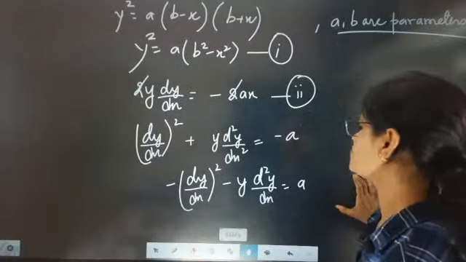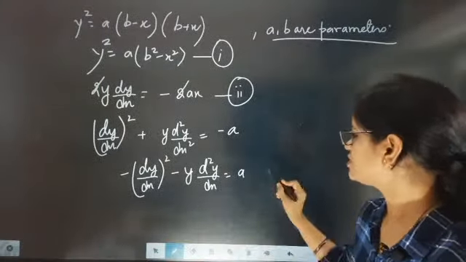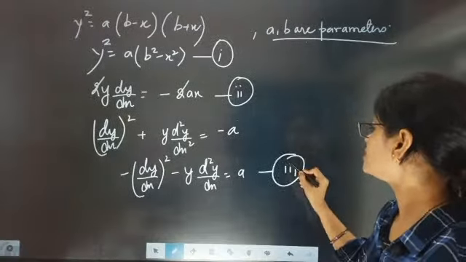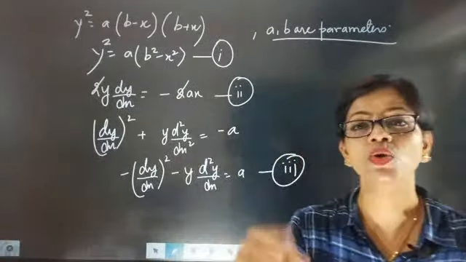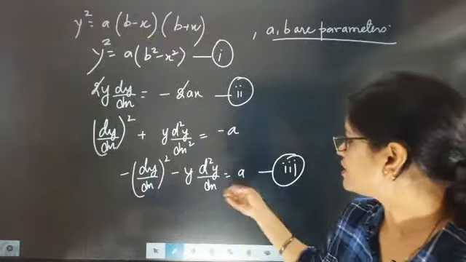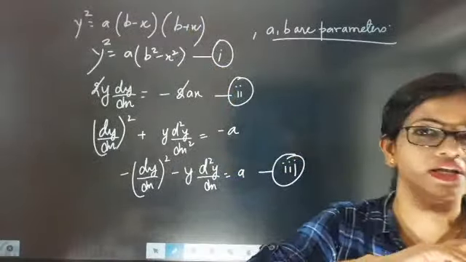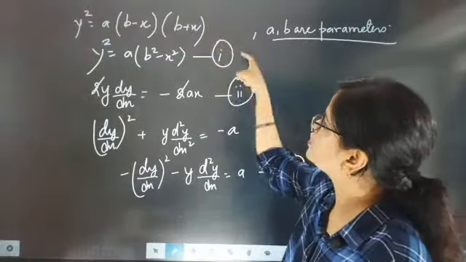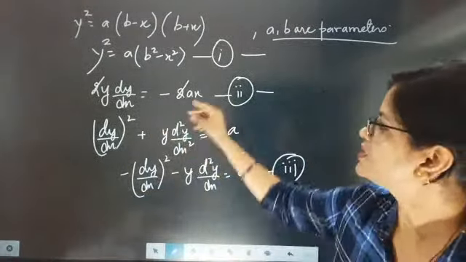The best place to substitute is equation 2. So substitute this value of a in equation 2, because equation 2 is independent of the parameter b. If you substitute in the main equation, then b will create a problem. So never substitute in equation 1. Equation 2 is already independent of b, so substitute here.